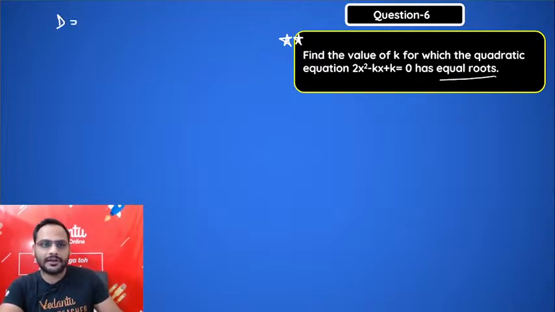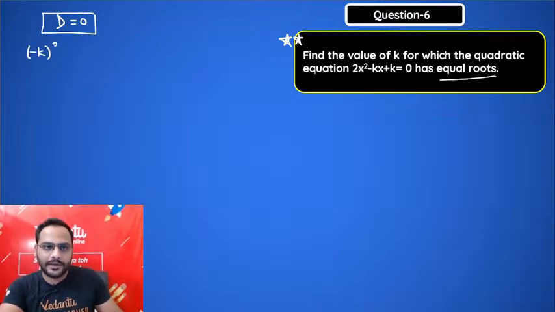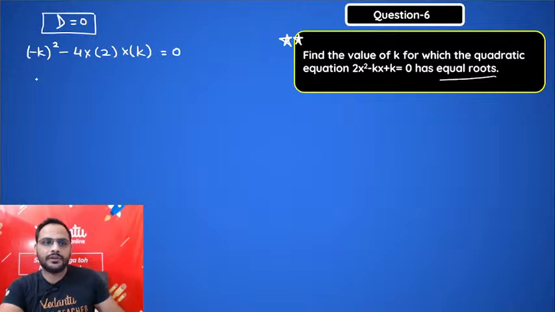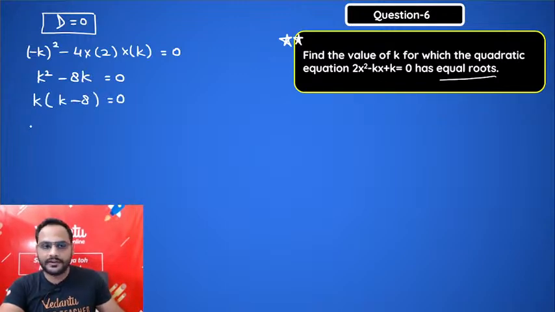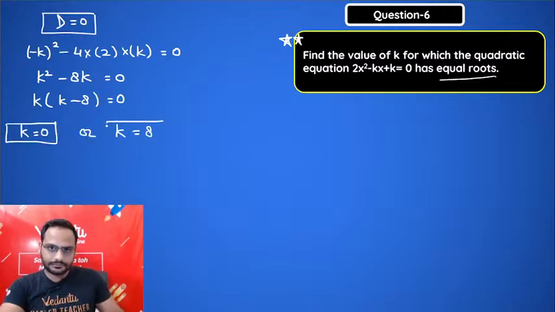Remember, discriminant has to be equal to 0. Make it equal to 0. So b, what is b? Minus k whole square minus 4 into a is 2 and into c is k. Make it equal to 0. So you got k square minus 8k equal to 0. Take k common, you are left with k minus 8 equal to 0. So two factors you have. Either k is equal to 0 or k is equal to 8.